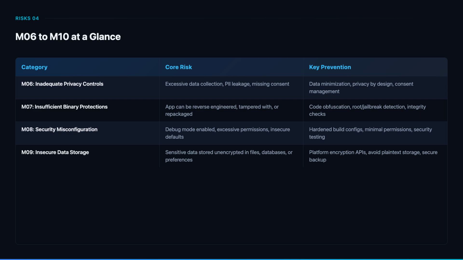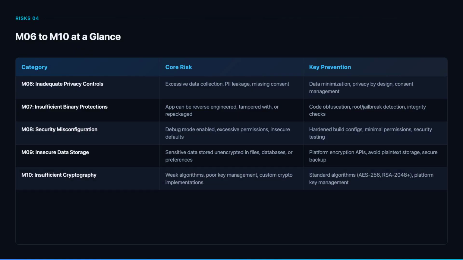M09 Insecure data storage occurs when apps store sensitive data like passwords, tokens, or PII in plaintext in shared preferences, SQLite databases, log files, or external storage. Prevention requires using platform encryption APIs, avoiding plaintext storage of any sensitive data, disabling automatic backups of sensitive files, and clearing sensitive data when no longer needed.